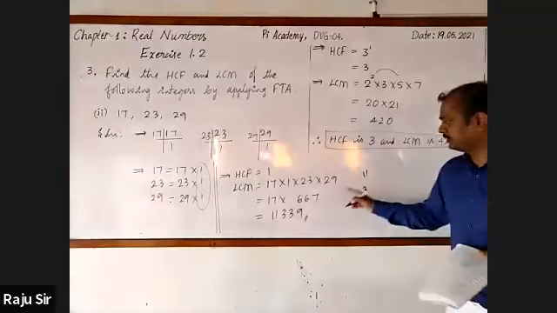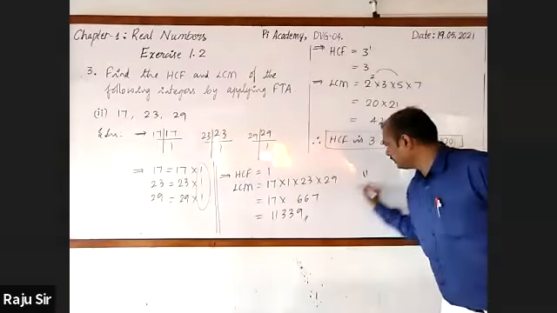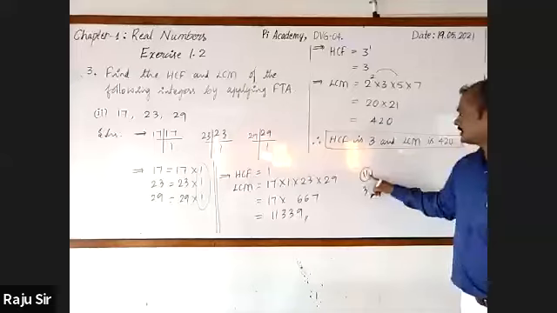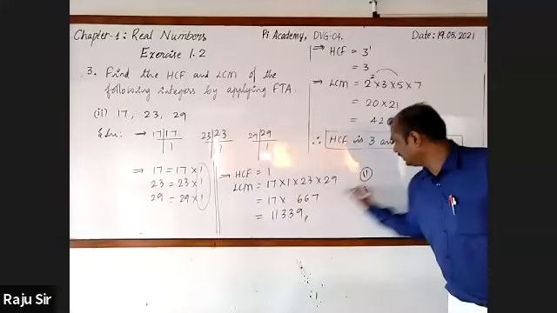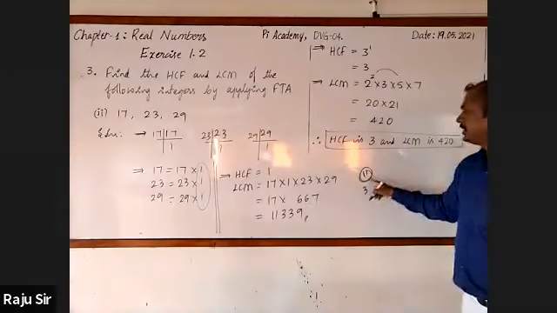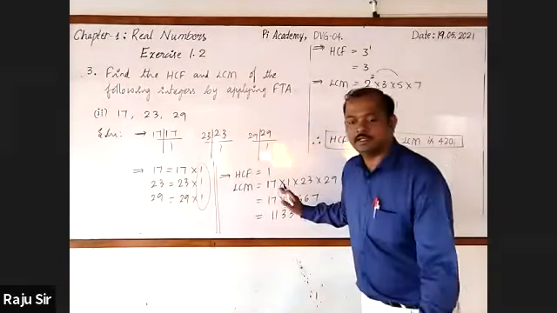It's correct only. 17 sevens are 119. 9, 11 is the carry. 17 sixes are 102 plus 11, 113. Again 11 is the carry. 17 sixes are 102 plus 11, 113. 11, 339. Yes, sir. And one more thing you can notice.